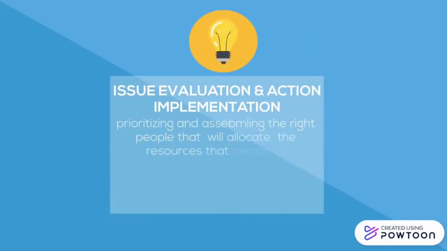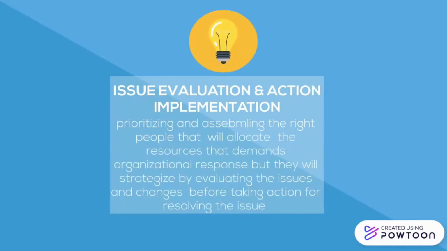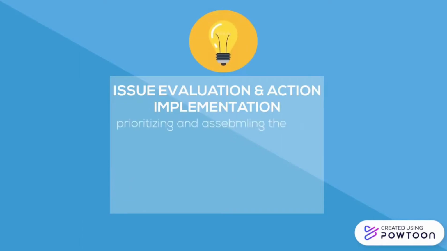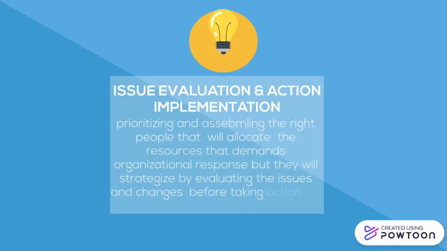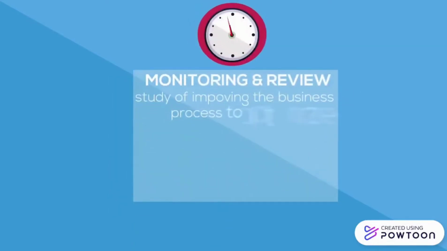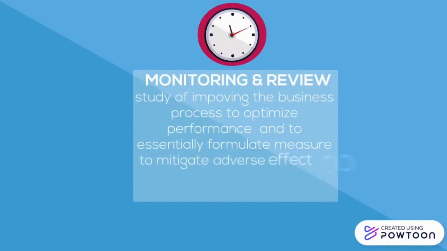In this stage, they will prioritize and assemble the right people who will allocate the resources that the issue demands as an organizational response. But before that, they will strategize by evaluating the issue and what must be used to resolve it. And action taking, from the word itself, an action will be taken to achieve specific and measurable objectives, and they will make sure that the actions taken are measured. And the last process that should be taken is monitoring and review of the resolved issue.